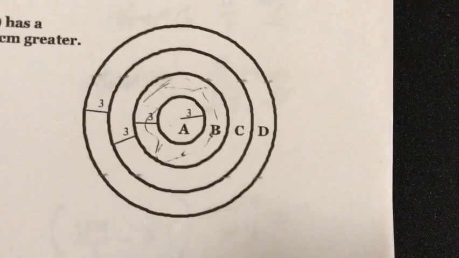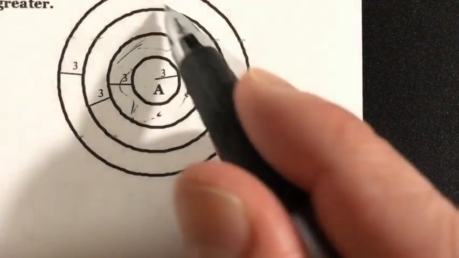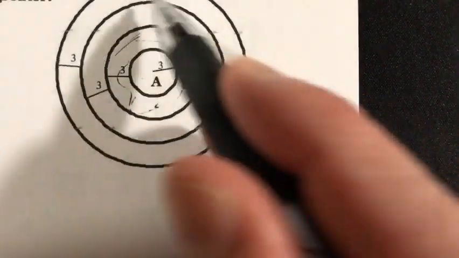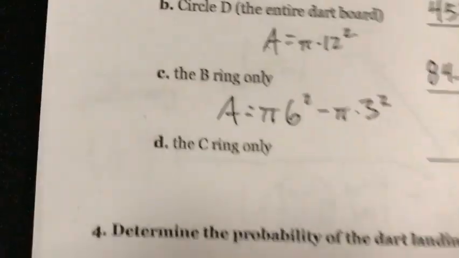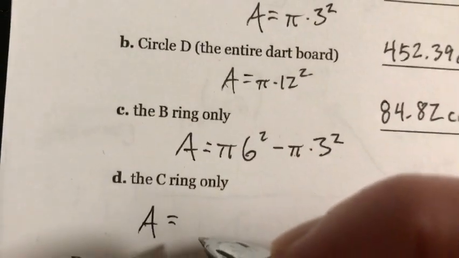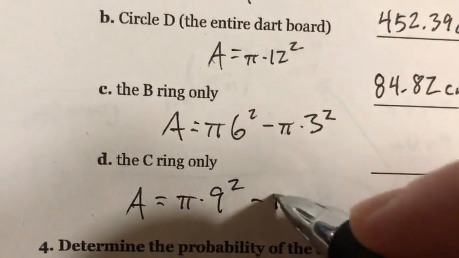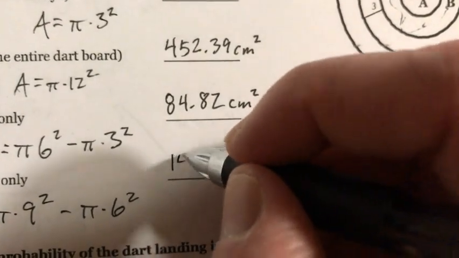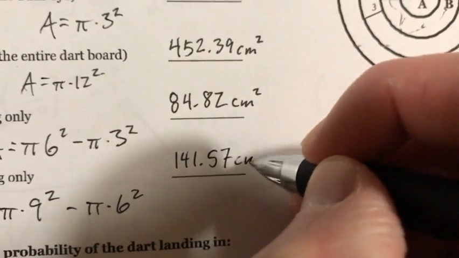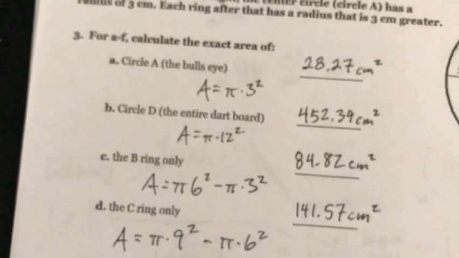And then similar for ring C, I'll have to take this big circle with a radius of 3 plus 3 plus 3, a radius of 9, and then take away the B circle with the radius of 6. So let's see, we've got an area that is pi times 9 squared minus pi times 6 squared, which turned out to be about 141.37 square centimeters. Now this was all just area. Find the area of these sections.